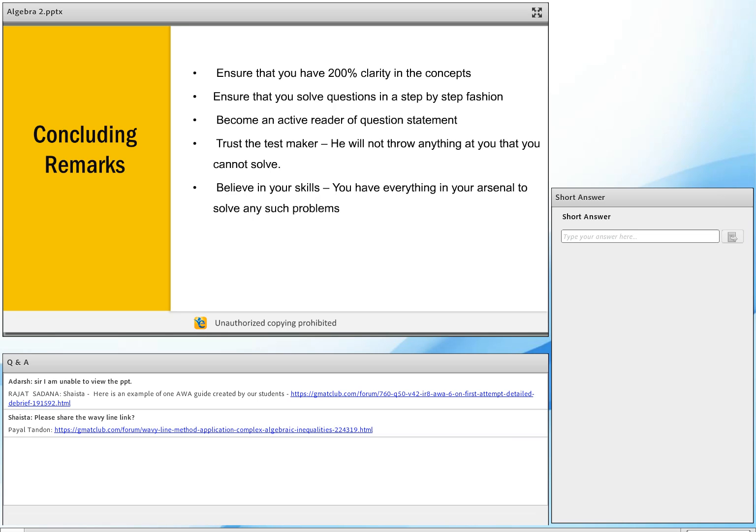And believe in your skills. You have everything with you in your arsenal to solve any of the problems that are posted on the GMAT. Okay, so again, believe in your skills.